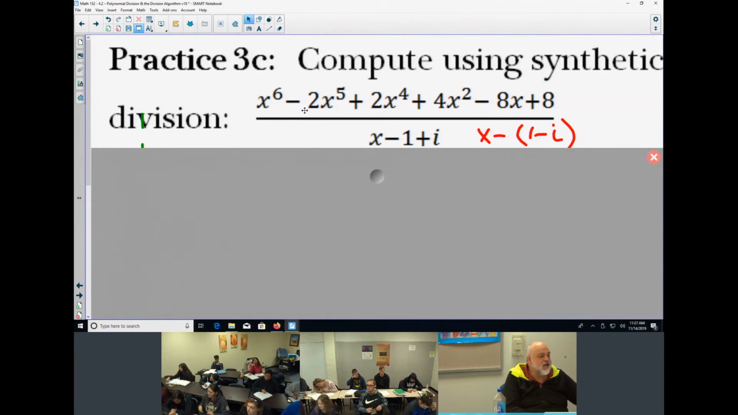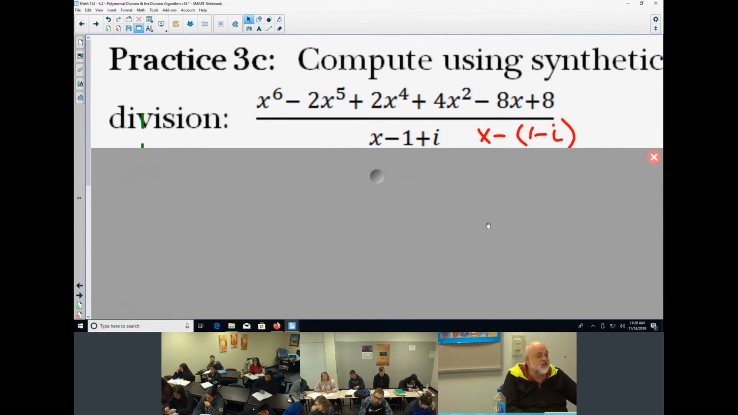So let's say I wanted to do this by synthetic division. The first trick, and maybe this leads to a lot of mistakes with students, is remember it's x minus something. So you have to factor out the negative. And so what goes in the magic box is 1 minus i, not 1 plus i. So that's the first tricky thing.